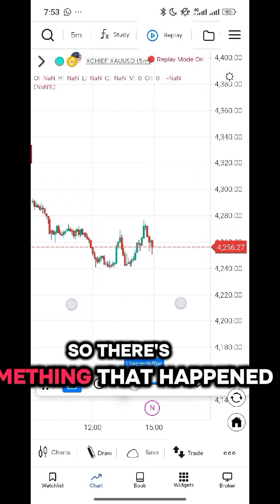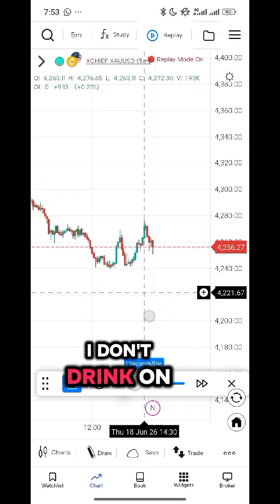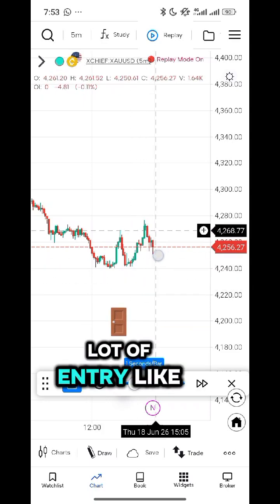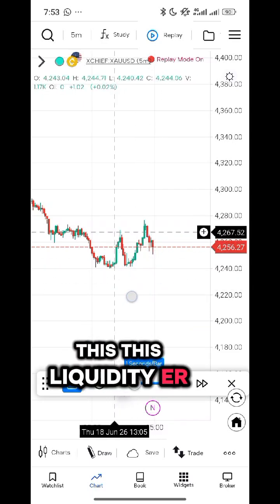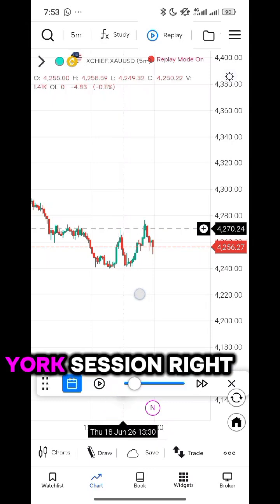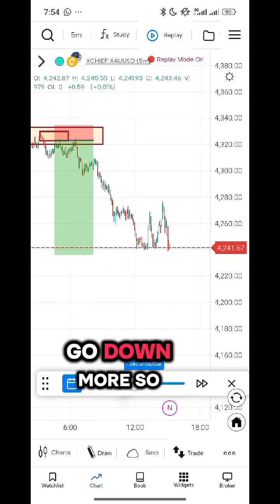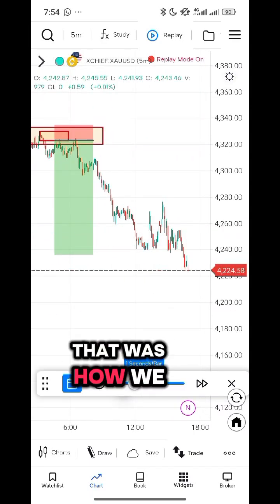There's something that happened on Friday. I didn't trade on Friday. I think Friday was a holiday, so I saw a lot of entries like this one. This liquidity trade came during the New Year session, right? I knew after this trade of liquidity, price was going to go down more, but I didn't trade that. That was how we hit take profit.